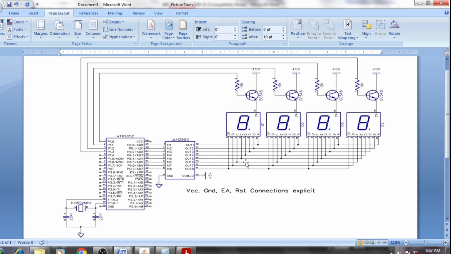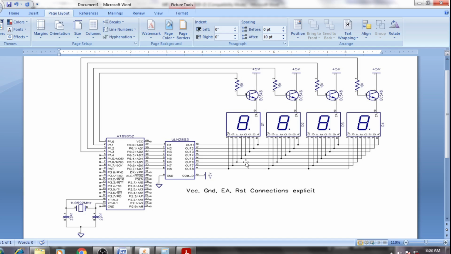C, D, E, F, G and DP lines are connected with one ULN driver IC, that is the ULN 2803 IC. Its output terminals, that is out 1, out 2, out 3 up to out 8, are connected with these A, B, C, D, E, F, G. Similarly the ULN, here one question may arise in mind, what is ULN 2803? ULN is one of the amplifiers. The signal obtained from the microcontroller will be near about 5 to 50 milliampere.